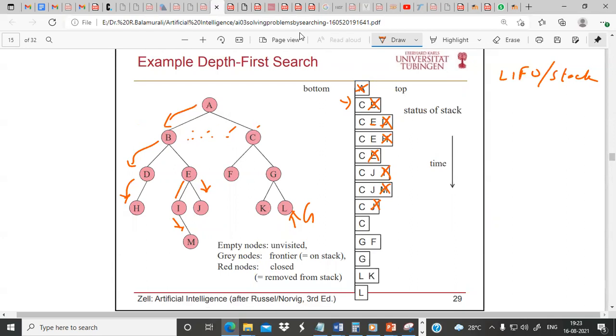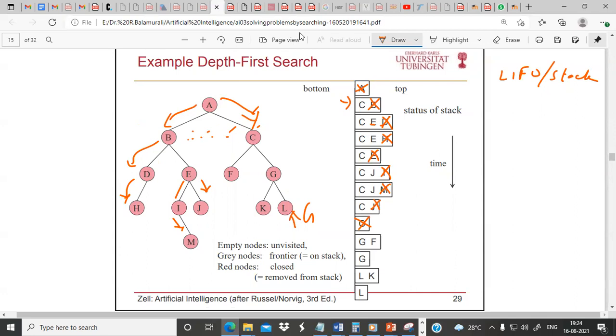No, J is not the goal state. So then expand J. But when you expand, there is nothing to expand, and J is already removed. Now what's the top of the stack? C. So we finished all this path. We are coming here. Then remove C from the stack and check whether this is the goal state. No, this is not the goal state. So expand C. When you expand C, you get F and G, but we push G and F.